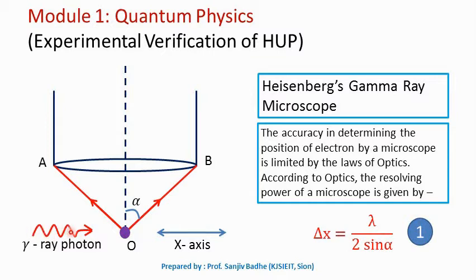He made a gamma ray photon incident on the electron, and if this gamma ray photon enters into the objective lens of this gamma ray microscope, then the electron can be seen. Now this is a microscope, and a microscope is characterized by a resolving power. Resolving power of the microscope is its ability to separate two closely spaced objects, and it is given by delta x is equal to lambda upon 2 sin alpha.